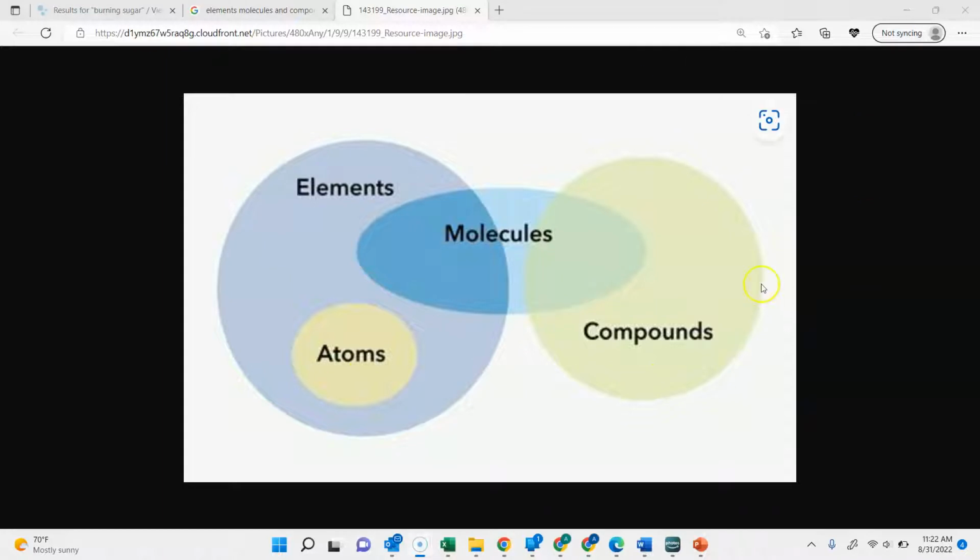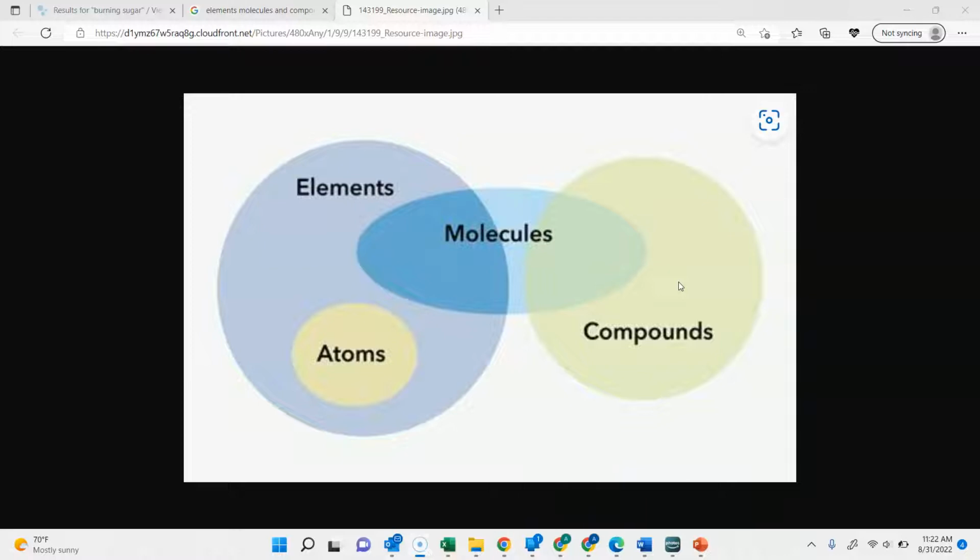On the other hand, compounds cannot be made up of only one type of atom because they need to have multiple types of atoms. So the basic building block of a compound is a molecule, which is then built on atoms.